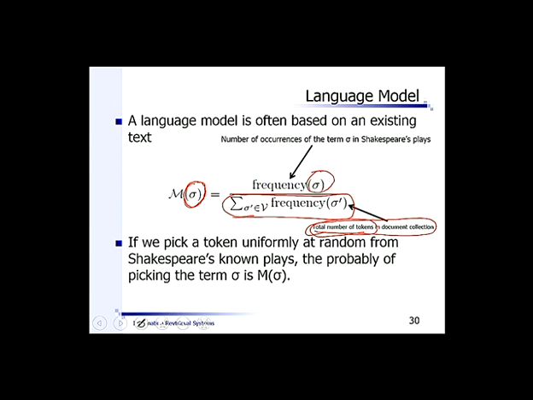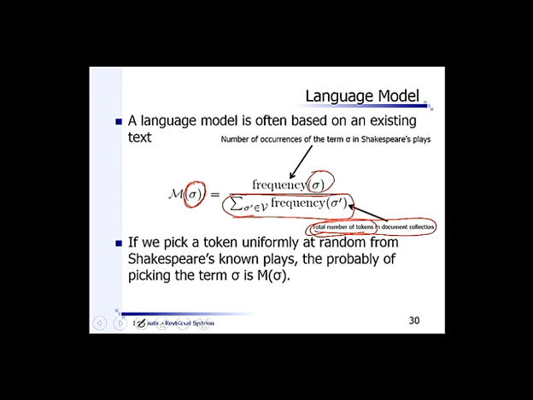Now if we pick a token at random from Shakespeare's plays, the probability of picking the term sigma is the frequency of sigma divided by the number of tokens. We have just seen before, like for the, we had calculated the probability of picking the, we just divided the frequency of the by the number of tokens.